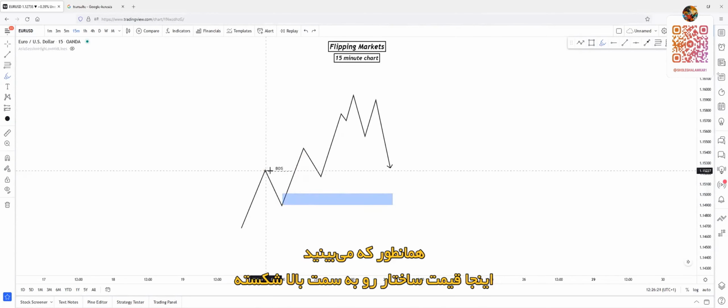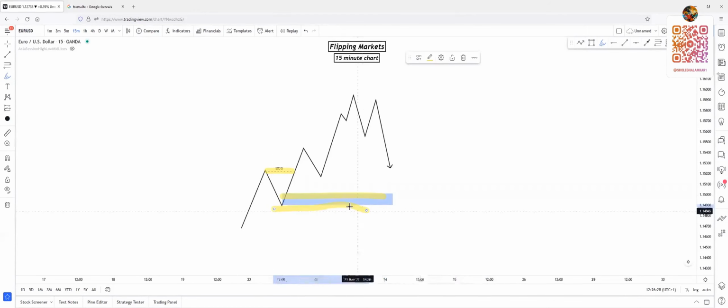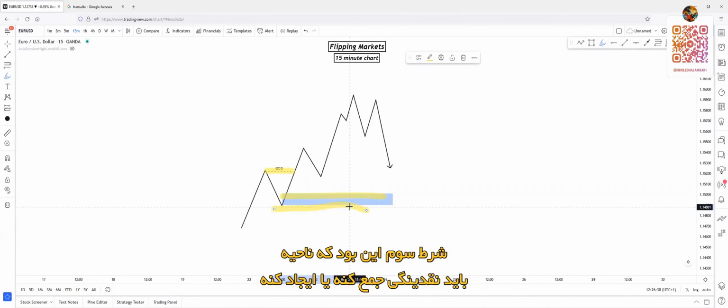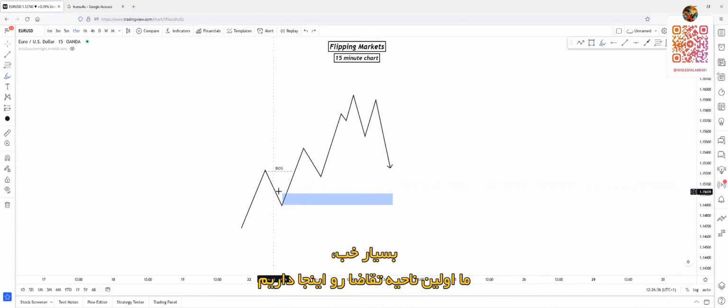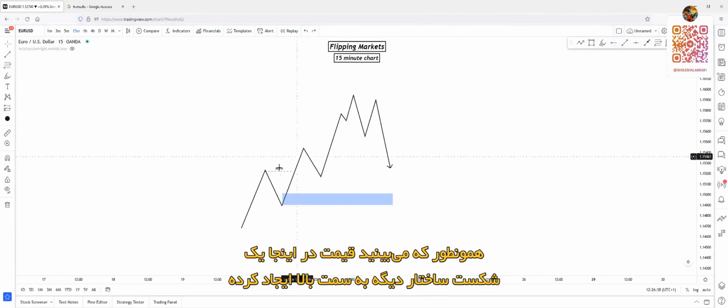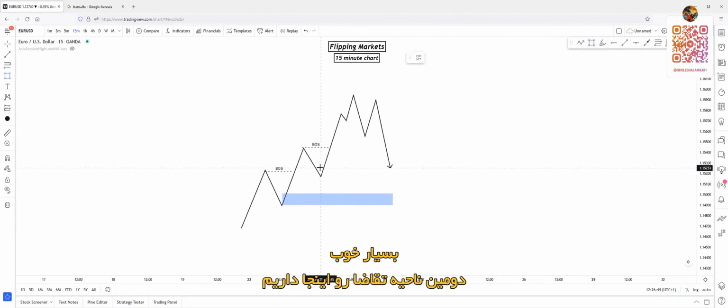As you can see, this broke structure to the upside, so it will be a valid demand zone. The third criteria will be it has to create or collect liquidity, but we'll talk about that later. Okay, we have the first demand zone right here. As you can see, price created another break of structure here on the upside. And let's say this also created an inefficient move. Okay, we have the second demand zone right here.